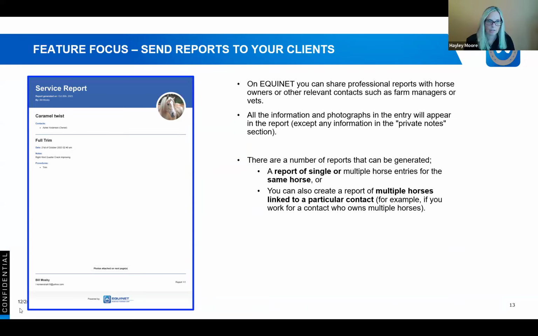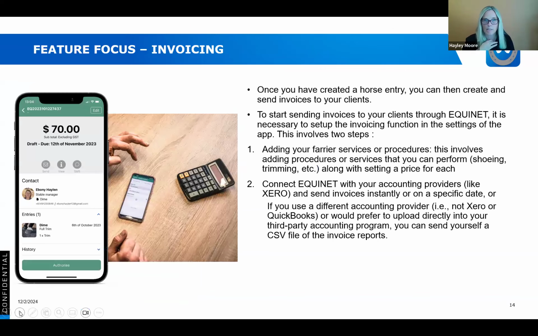Okay, great, thank you. Okay, well, we'll move on to invoicing now. There's a few different options with the invoicing that you can choose to do. First things first, you need to set up those farrier services or procedures in the invoicing section. There's some pre-filled ones in there, and you just add in your pricing, and then you have all that set up when you start out. That would be a suggestion with setting things up so you're ready to go.